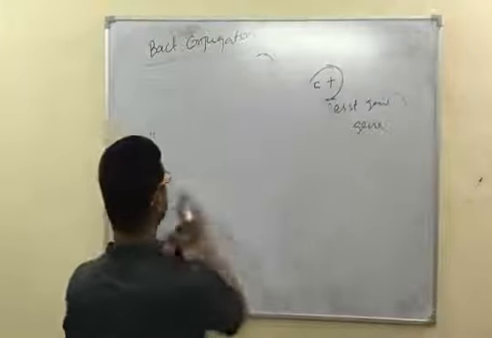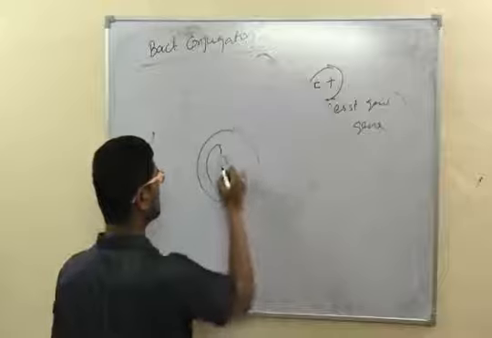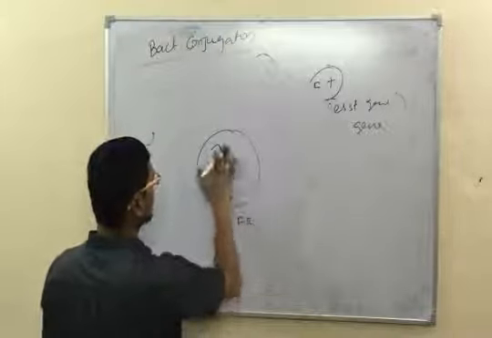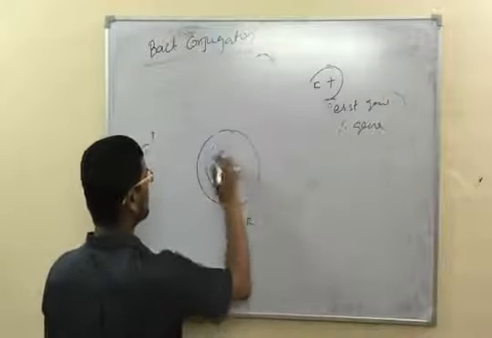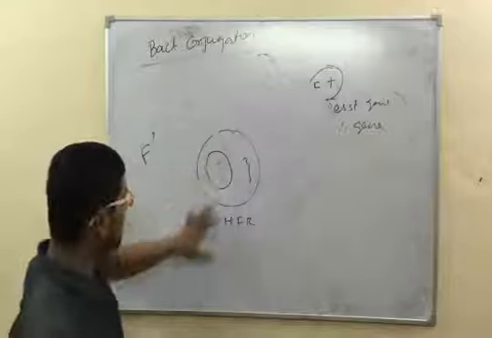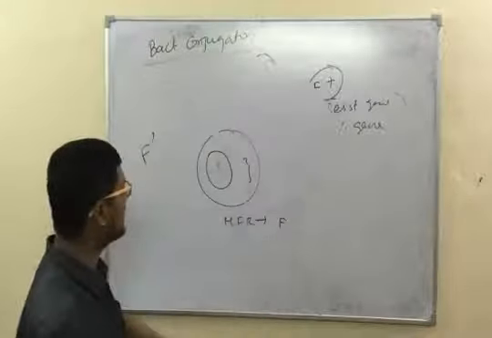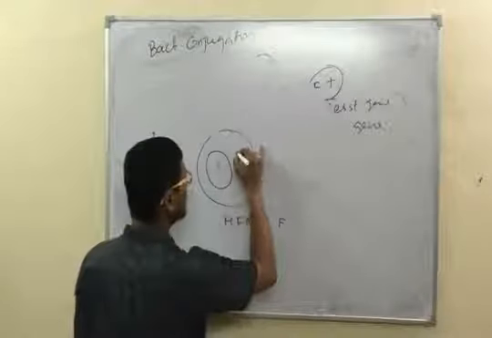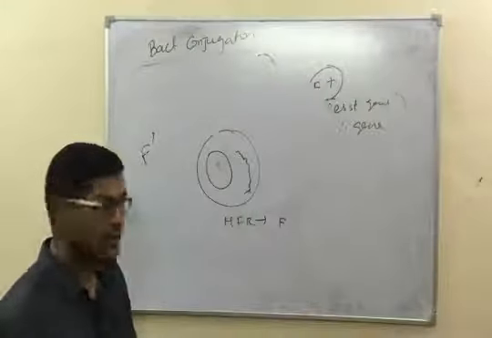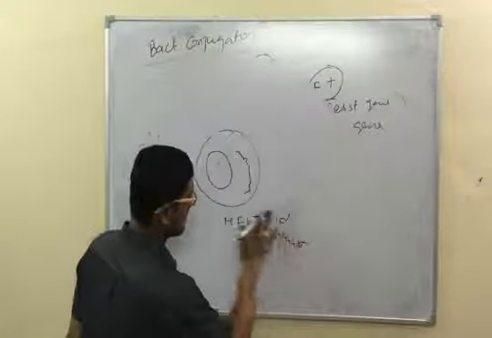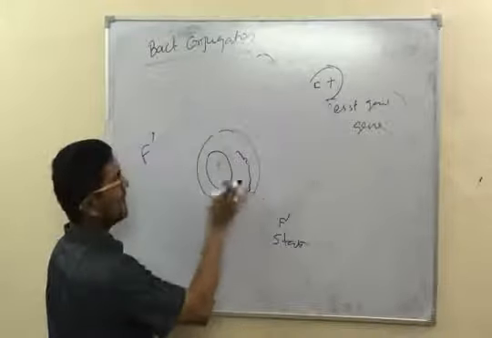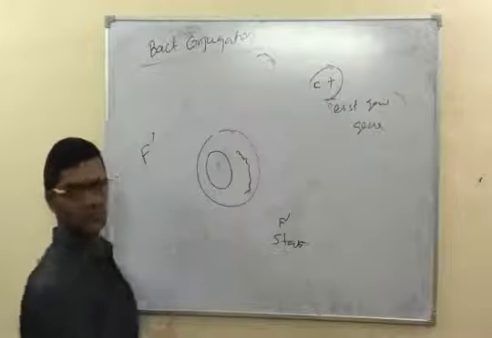F dash means what? This is the HFR state, this is the bacterial chromosome and this is the F factor. After some time, the F factor will be detached from the bacterial chromosome and it will come to the cytoplasm. When the F factor from an HFR state gets detached and comes to the cytoplasm, it may carry the adjacent chromosomal genes along with it. This state is called the F dash state. It is a state where the F factor comes back to the cytoplasm, carrying certain bacterial chromosomal genes along with it.